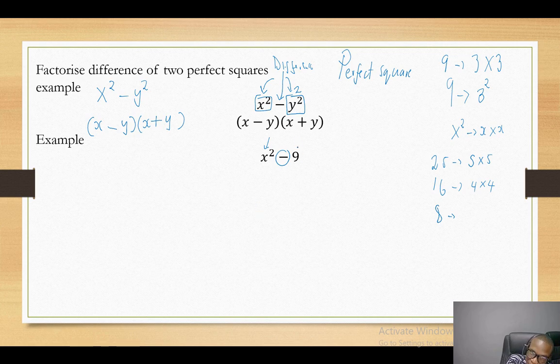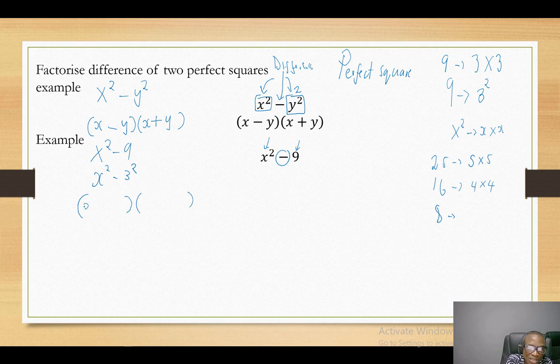Is 9 a perfect square? Yes, we talked about it. I said we can get 9 by saying 3 by 3. So x squared minus 9 is the same as x squared minus 3 squared. Remember, 3 squared is 9. So when you factorize it, you open two brackets. You are factorizing the difference of two squares.